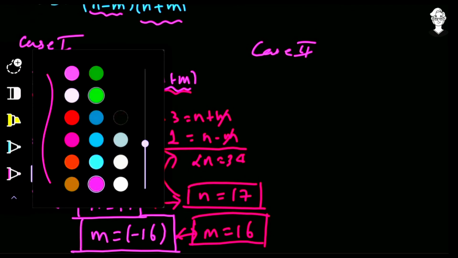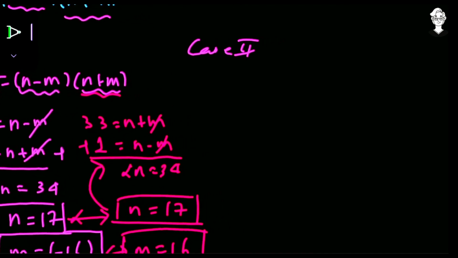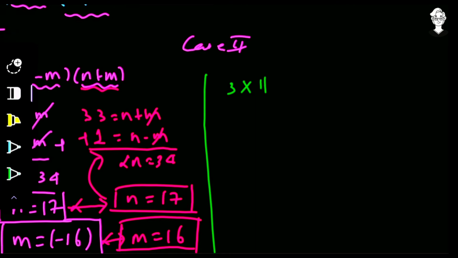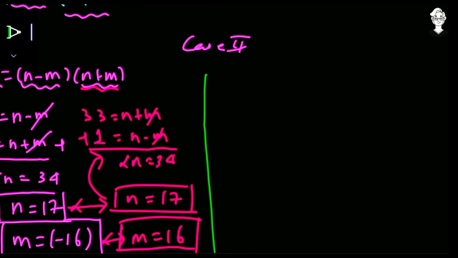Now case 2, as we can factor 33. In case 2, I will factor it as 3 into 11. Yes, 3 into 11 also gives us 33. We are lucky because there are only two ways in which 33 can be factored, 3 into 11 or 33 into 1. So small cases are there. If many would be there, it would be a difficult task. So n minus m, n plus m.